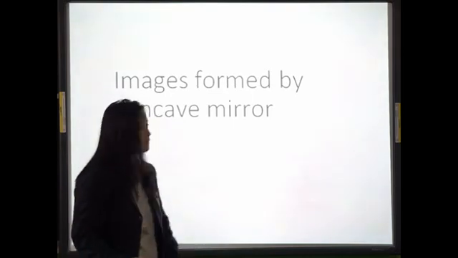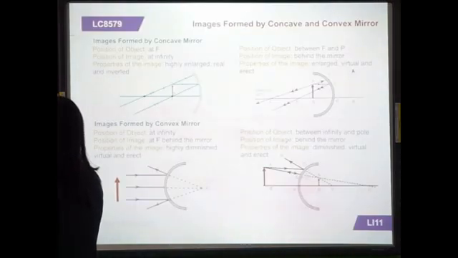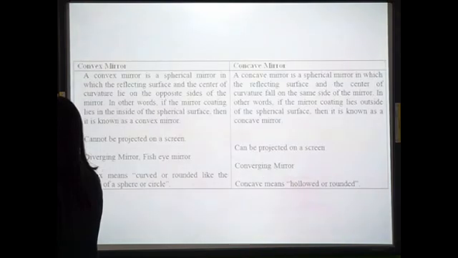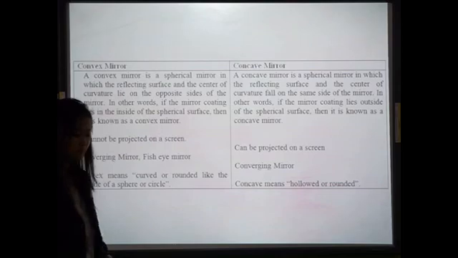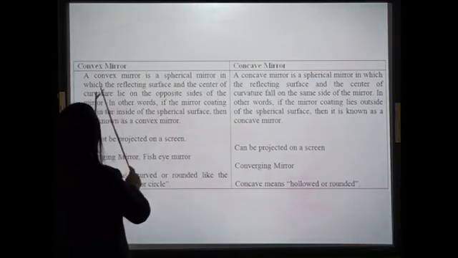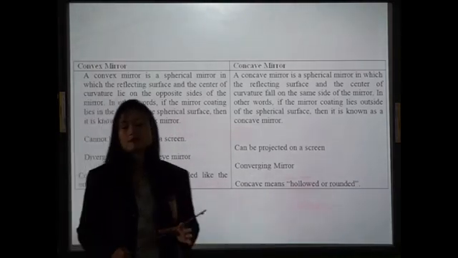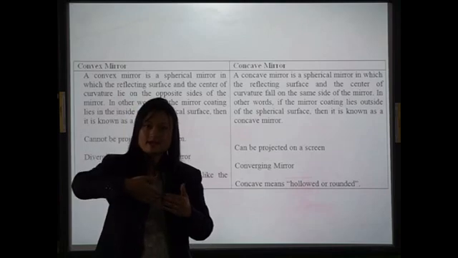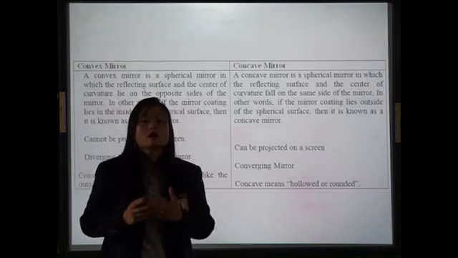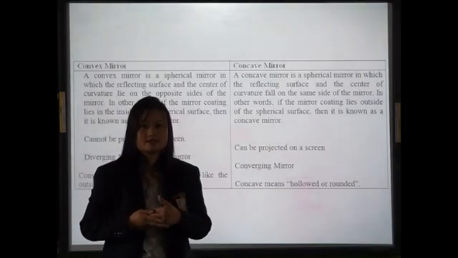Okay, next thing we'll be discussing. Before this, we had to discuss this. So we quickly revise the difference between convex and concave mirror. A convex mirror is a spherical mirror in which the reflecting surface bulges out. A concave mirror is a mirror in which the reflecting surface is inside and the silver surface is outside. In a convex mirror, the reflecting surface is outside and the silver surface is inside.